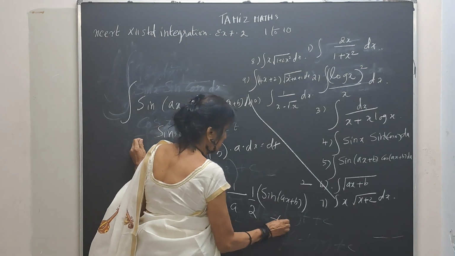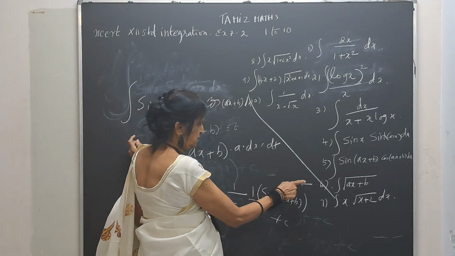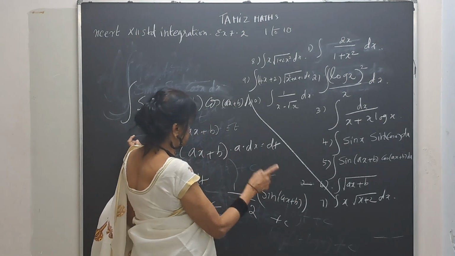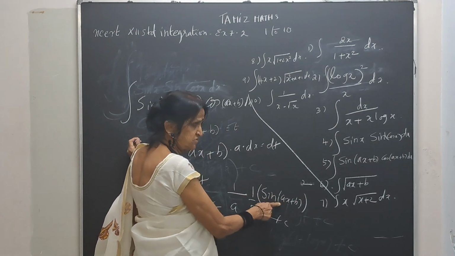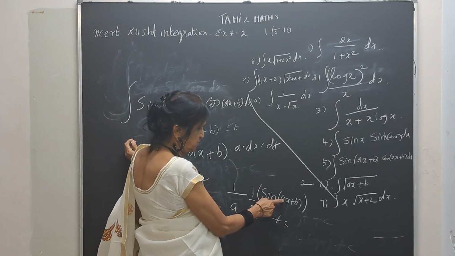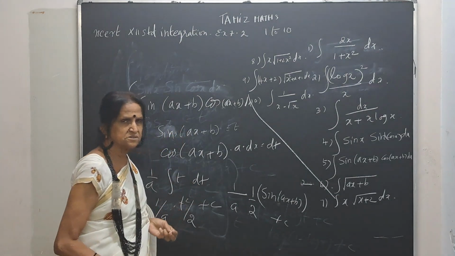If you differentiate this, you will get this. Come on, try it. X power n, derivative is n into x power n minus 1, that is 2 into sin(ax plus b), followed by derivative of sin(ax plus b), which will be cos(ax plus b) into a. So the 2 and 2 will get cancelled, a and a will get cancelled, you will get this.